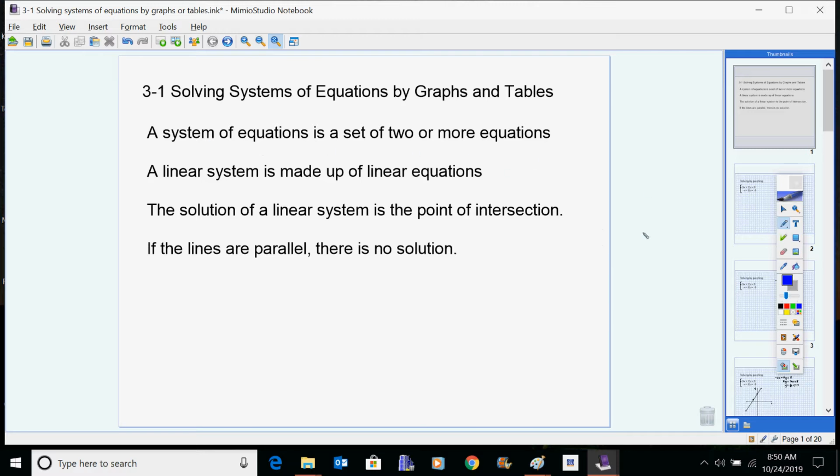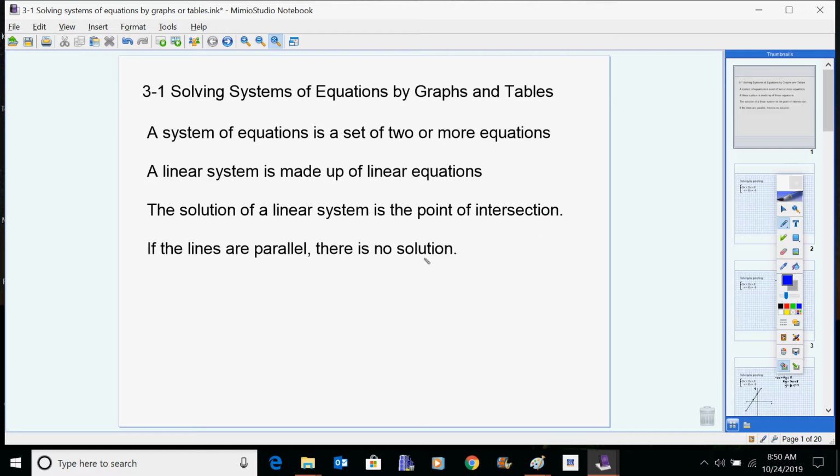Okay, so a system of equations is not just one linear equation, it's two linear equations. Well, it actually doesn't have to be linear equations, but we're starting with linear equations. So two equations that would make a line, and when you're looking for the solution, you're looking for where they intersect each other. It's the ordered pair that makes both of those linear equations true.